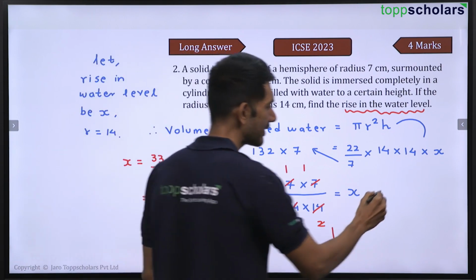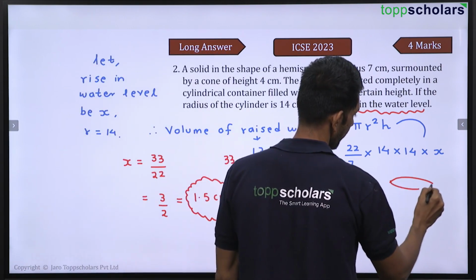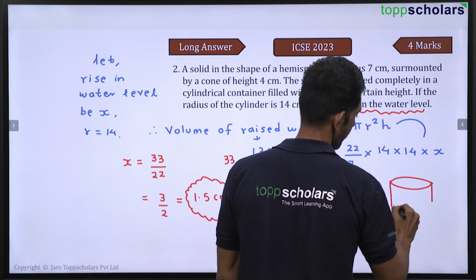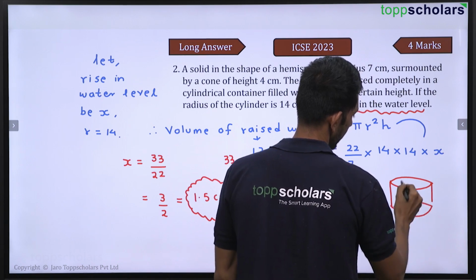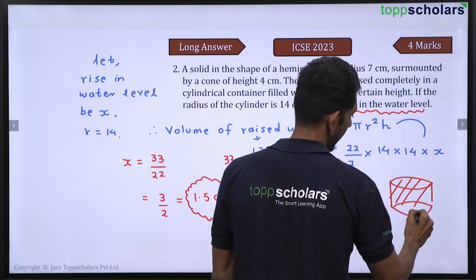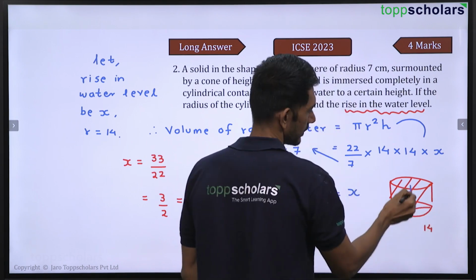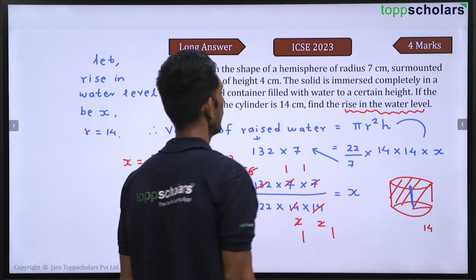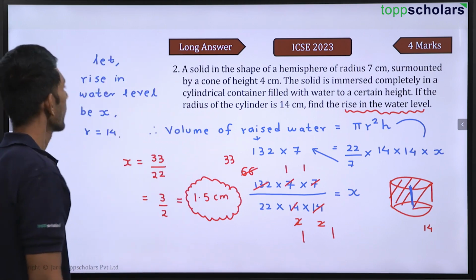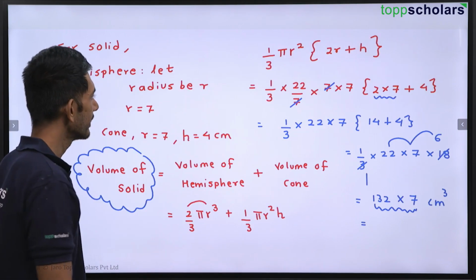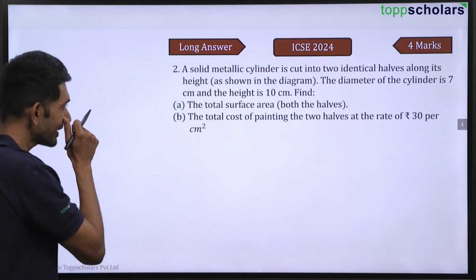So whatever cylinder we had, and this is the water inside it, and the radius is 14, the height here is 1.5 centimeter. I hope this part is clear to all of you. Easy? Okay, let's continue. So let's have a look at one more question.